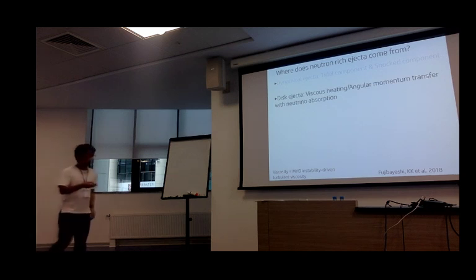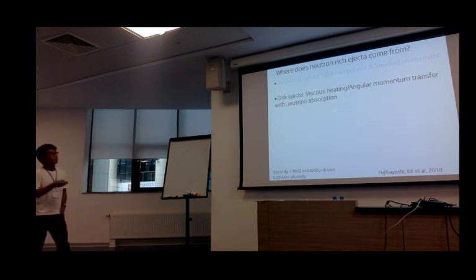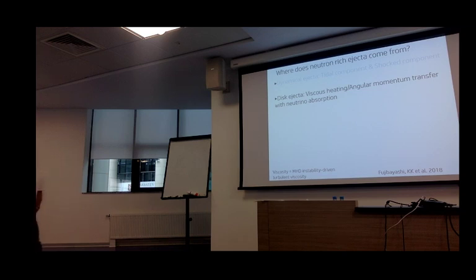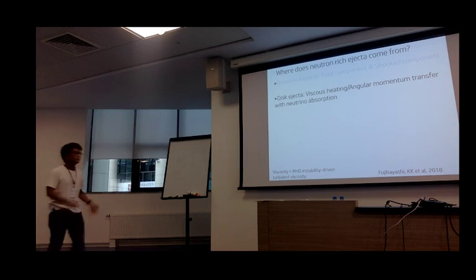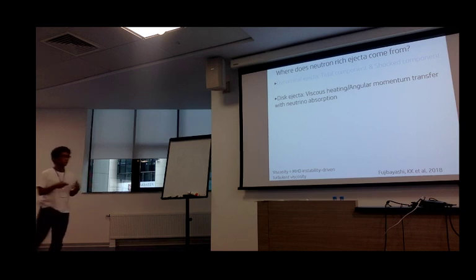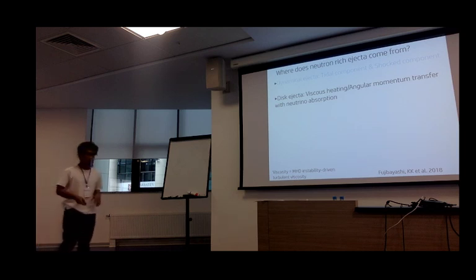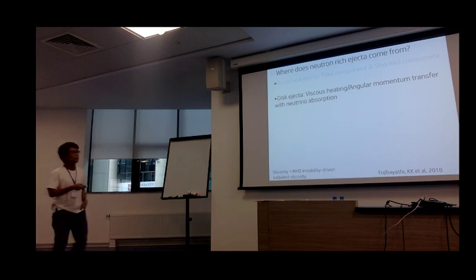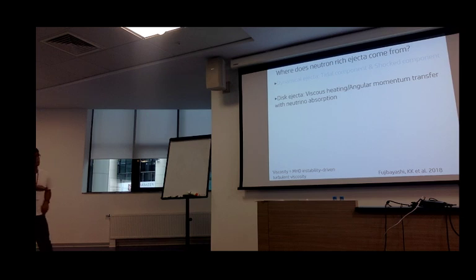After that, the second component is the disk ejecta. This disk ejecta is driven by viscosity together with neutrino radiation. Magnetorotational instability produces a turbulent viscosity, and this viscosity causes angular momentum transfer and viscous heating. So the viscous heating, angular momentum transfer, and neutrino absorption drive this ejecta.